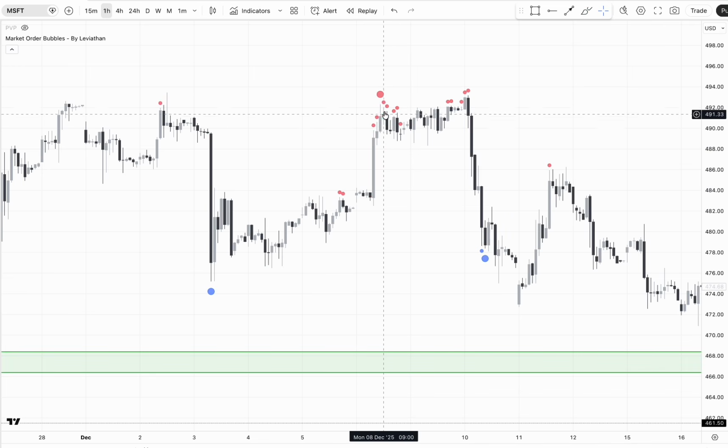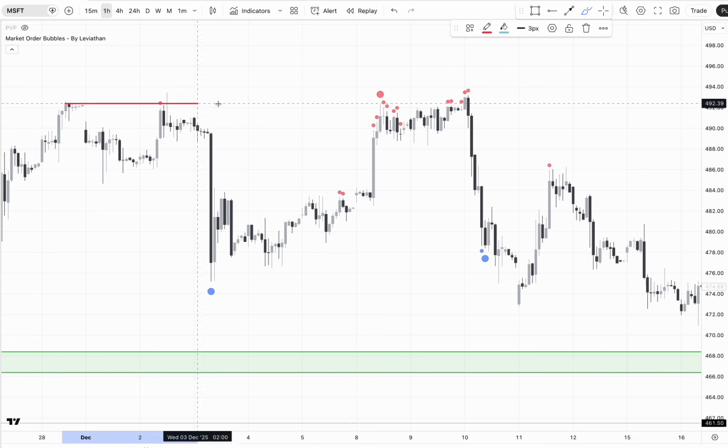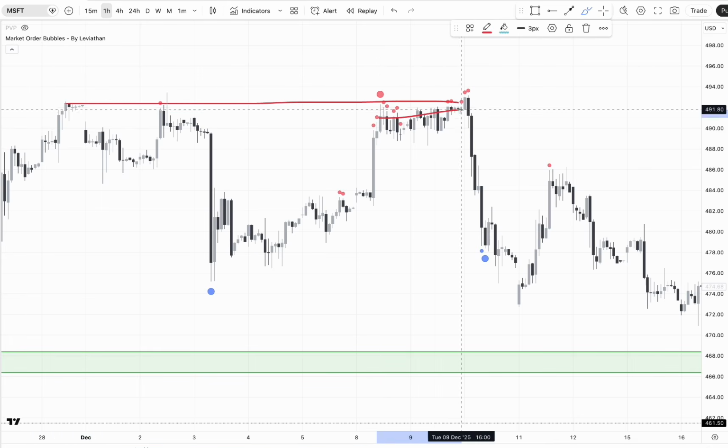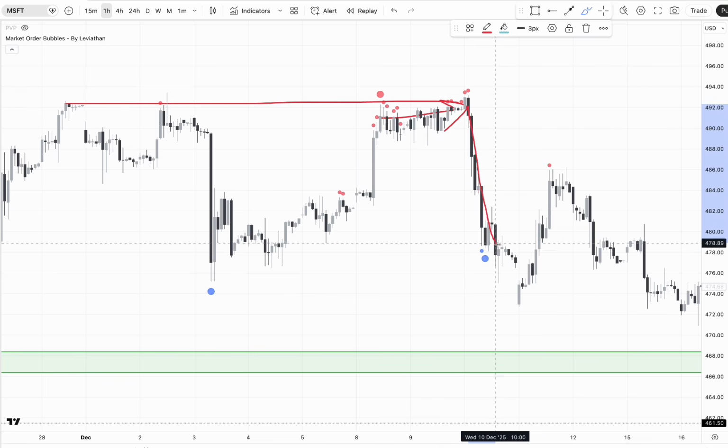Another example is with Microsoft. Right here on the hourly time frame, we are, as you can see right here, at the resistance. The price is stalling, so it's moving sideways, but we are getting one large market order buy bubble and then several medium buy market order bubbles, indicating that the buyers again here are being overly aggressive, and the move eventually reverses to the downside from this resistance.